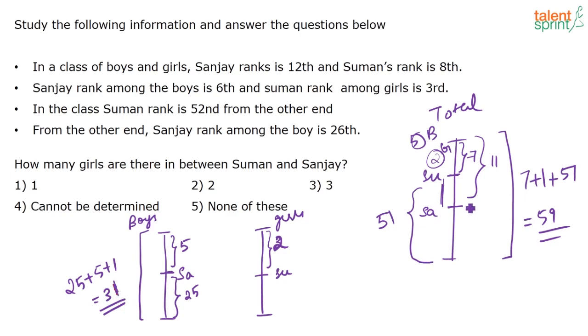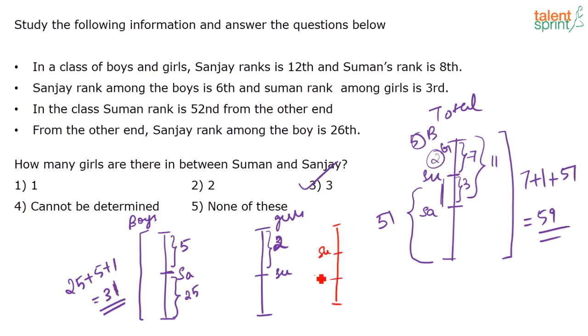Now, how many girls are there between Suman and Sanjay? There are 11 people before Sanjay and there are 7 people before Suman. So she is ranked 8th and he is ranked 12th. So how many people are there between them? There are going to be 3 people between them and these 3 persons are going to be girls. So how many girls are there? For this particular question, what do we know?